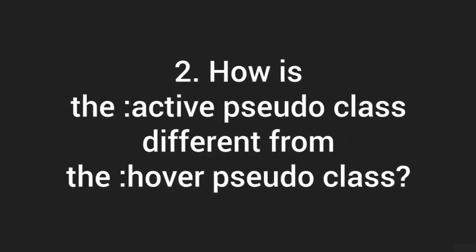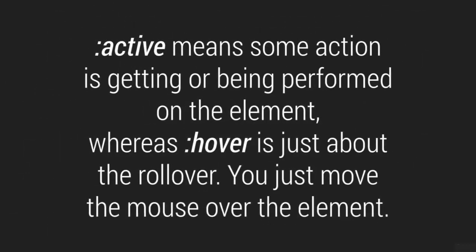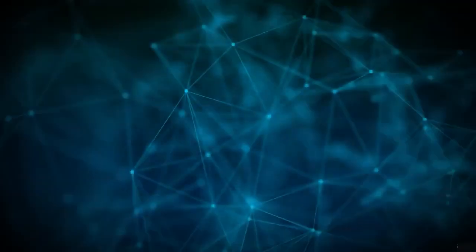The second question is, how is the active pseudo class different from the hover pseudo class? Well, active means some action is being performed on the element, whereas hover is just about the rollover. You just move the mouse over the element. That's what hover is. And active is where some action is being taken on it, like a button is pressed, maybe the spacebar or enter key is pressed for that element.